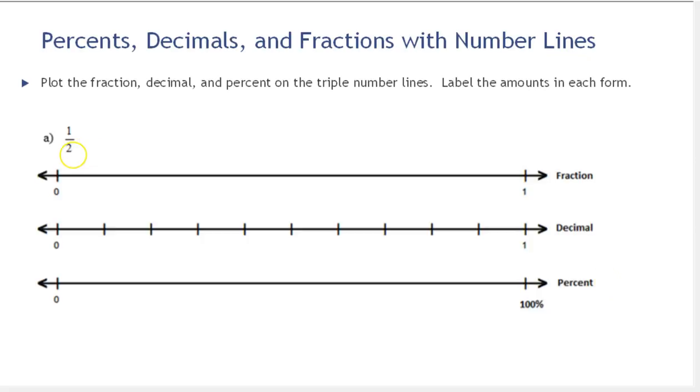So first we're given 1/2, which is a fraction. So here's 0 to 1, and I would cut this into 2 equal pieces. And this is 1/2. Okay. Now let's see what this corresponds to as a decimal. So this would be halfway between 0 and 1 as a decimal, which is right here.